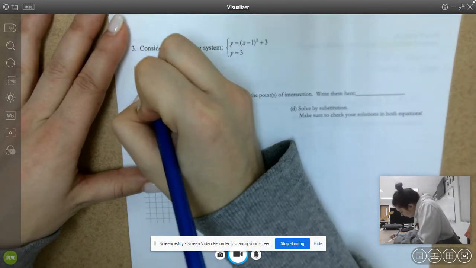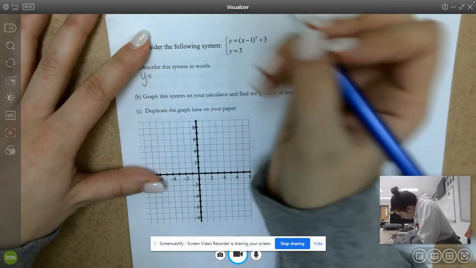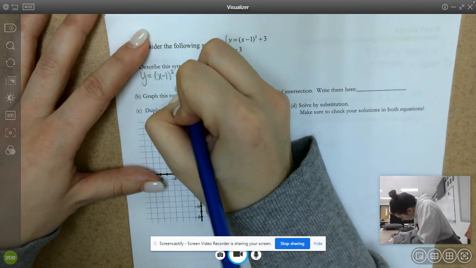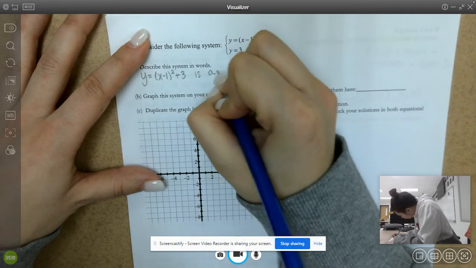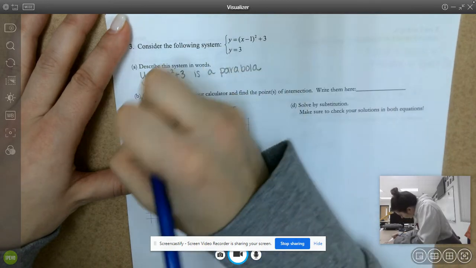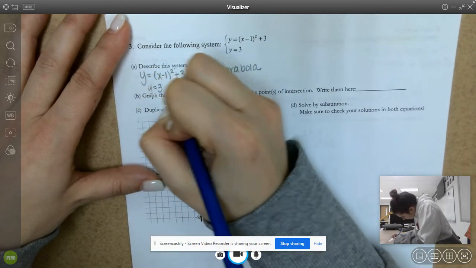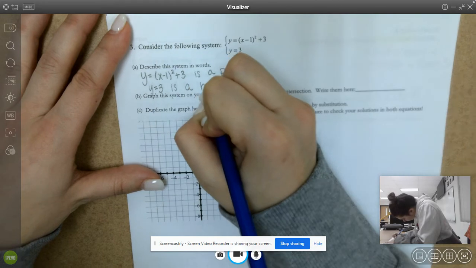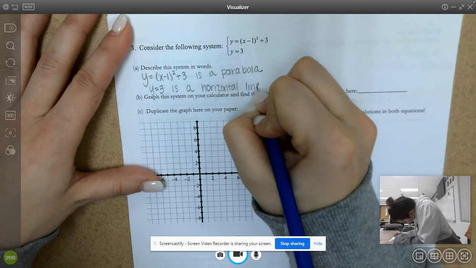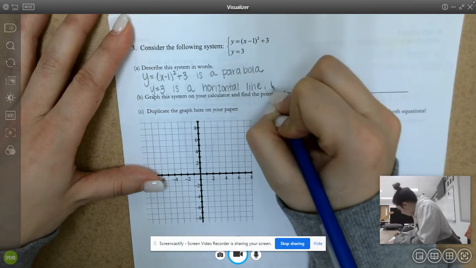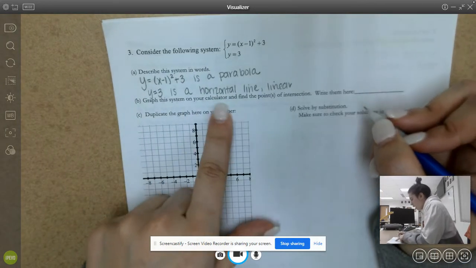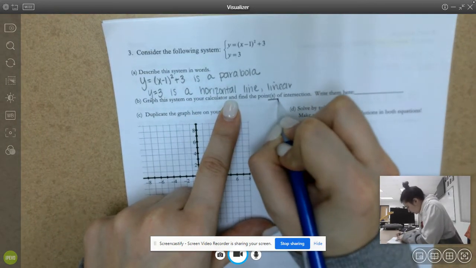Here we have this first equation, the function is a parabola, right? It is squared. And the second function, y equals 3, is a horizontal line, that is linear, right? A horizontal linear line. So again, we're going to graph this system and find the point of intersection.